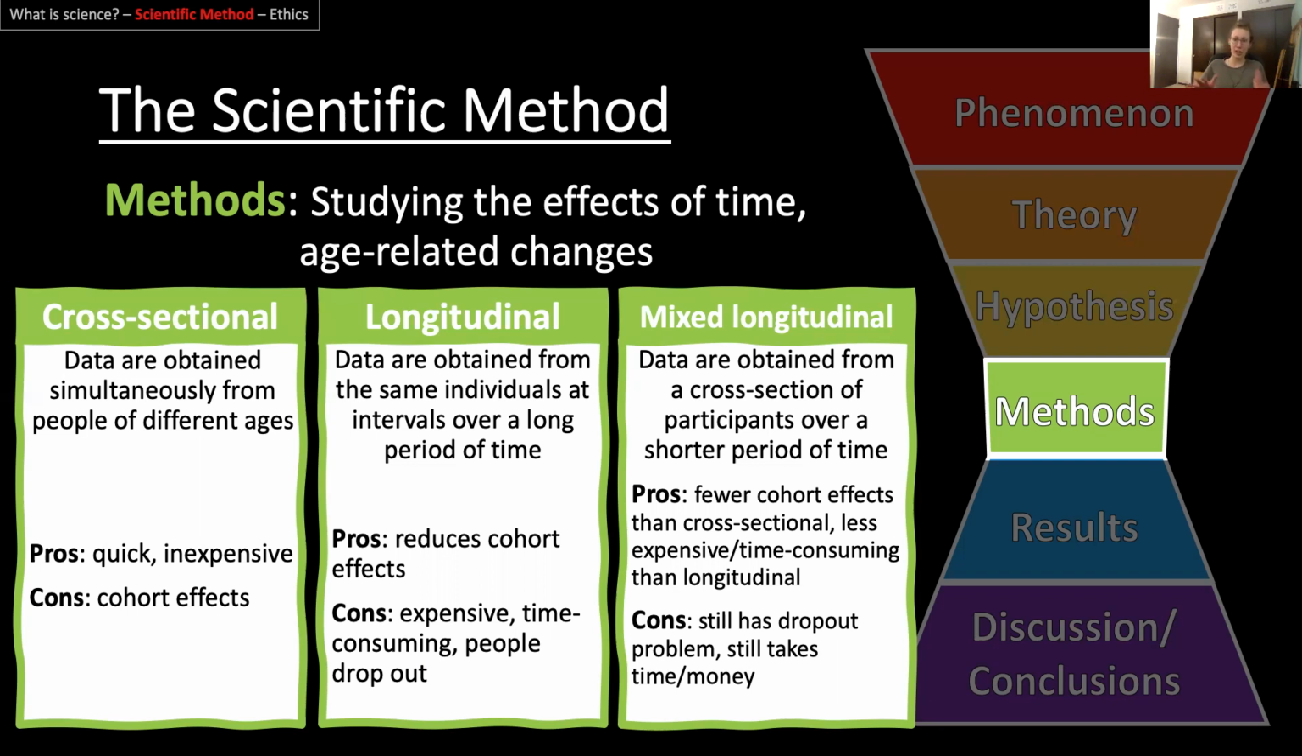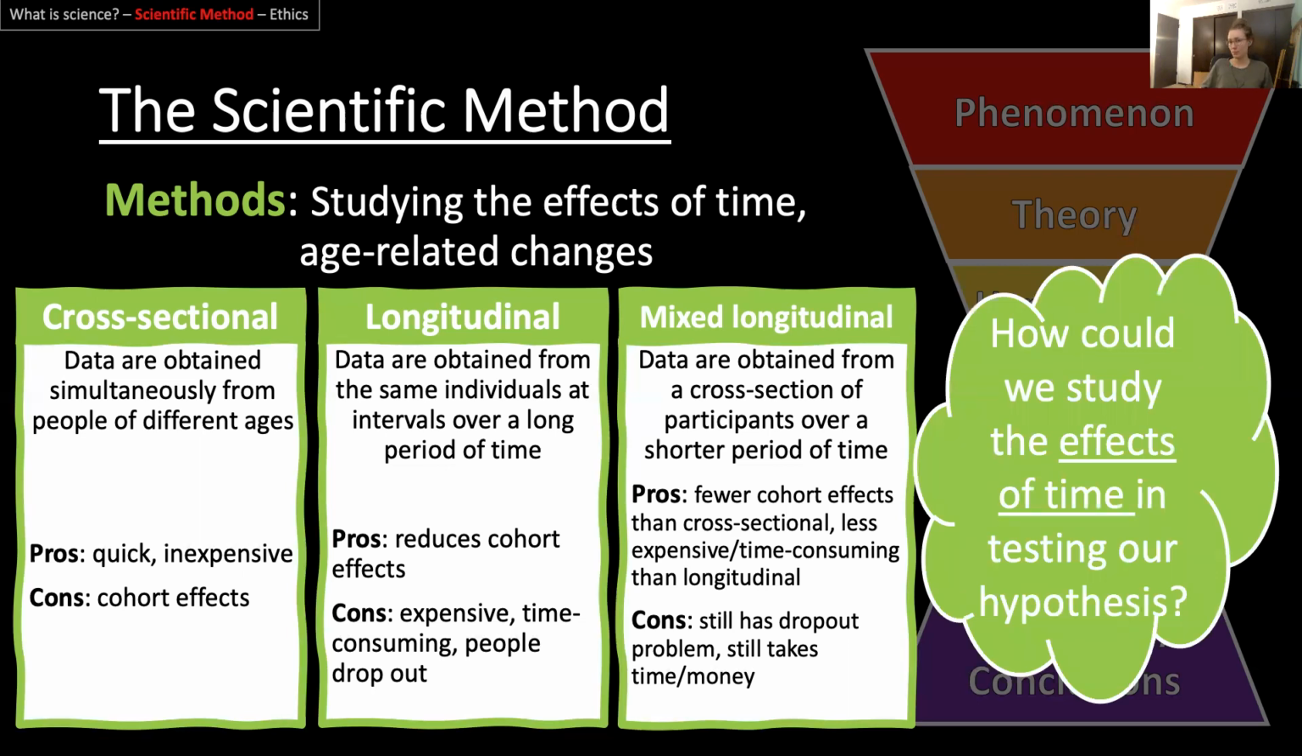Mixed longitudinal tries to kind of get at that. So there are fewer cohort effects and it's kind of less expensive, but still has the factor that people might drop out over time, and still takes time and money to study the same people across a period of time.